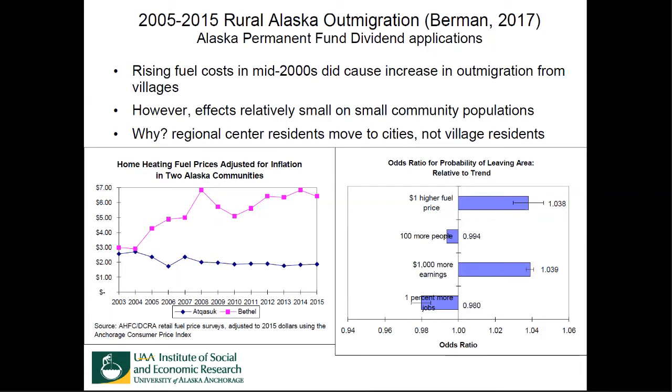And so the question was, was this driving people out of rural Alaska? And the answer was, well, yeah, a little bit, but not very much. The magnitude was significant, but really small. It meant that maybe another 1% of the population left rural Alaska because of this. But it did show us that living costs do matter, and we need to pay more attention to see if that's changing.